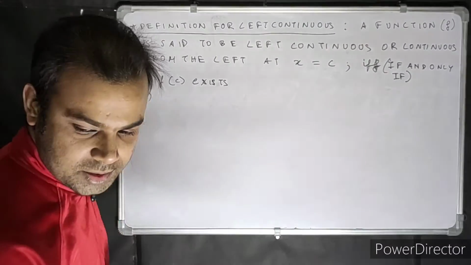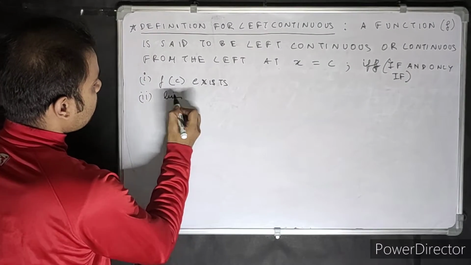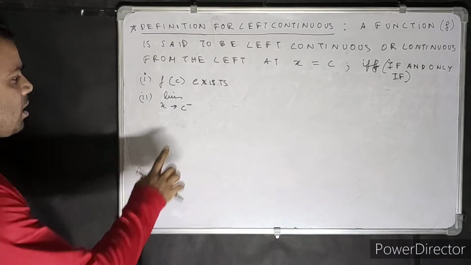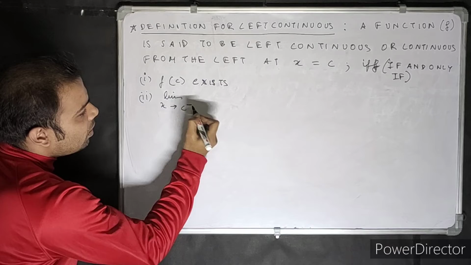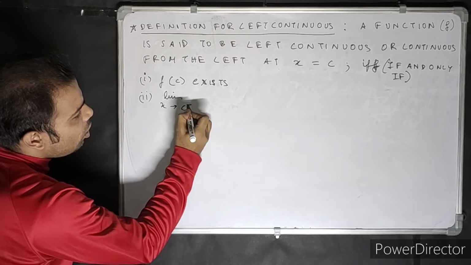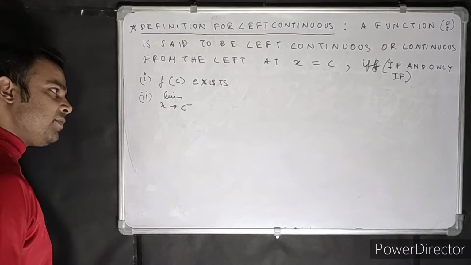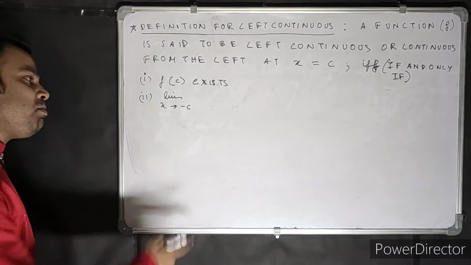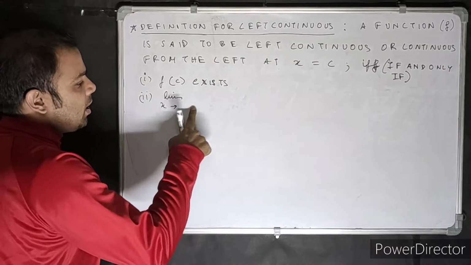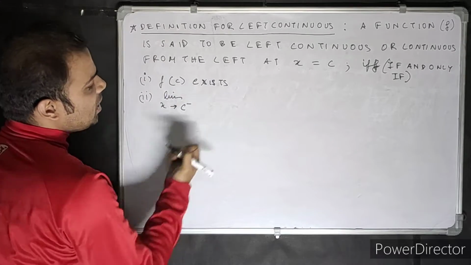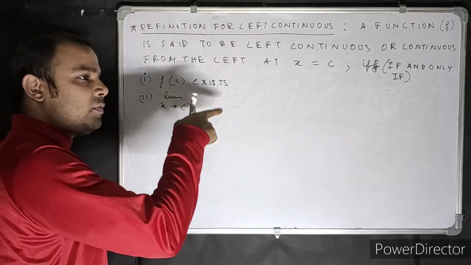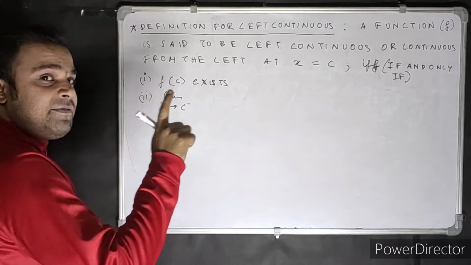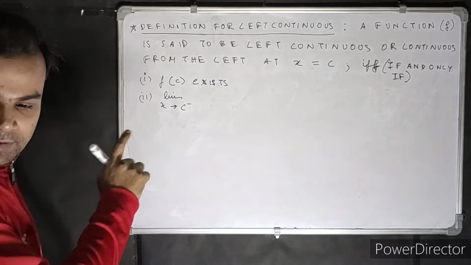Next, limit x tends to c approaching from the negative side. The negative on the top of c means approaching from the negative side, but when it is written like this kind, it does not mean minus c. You have to put the value of c only. This means approaching from the left hand side, the graph is approaching from the left hand side.